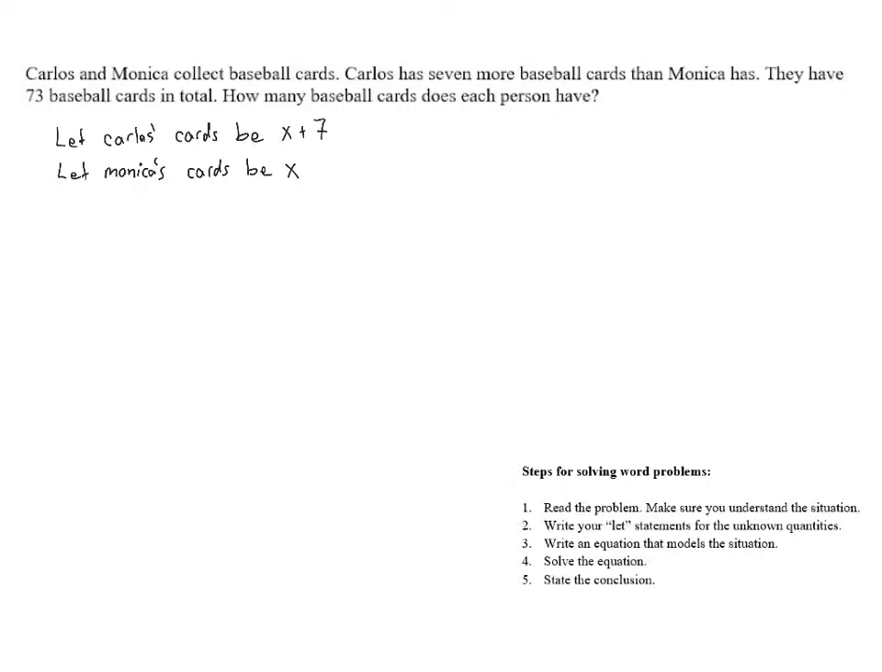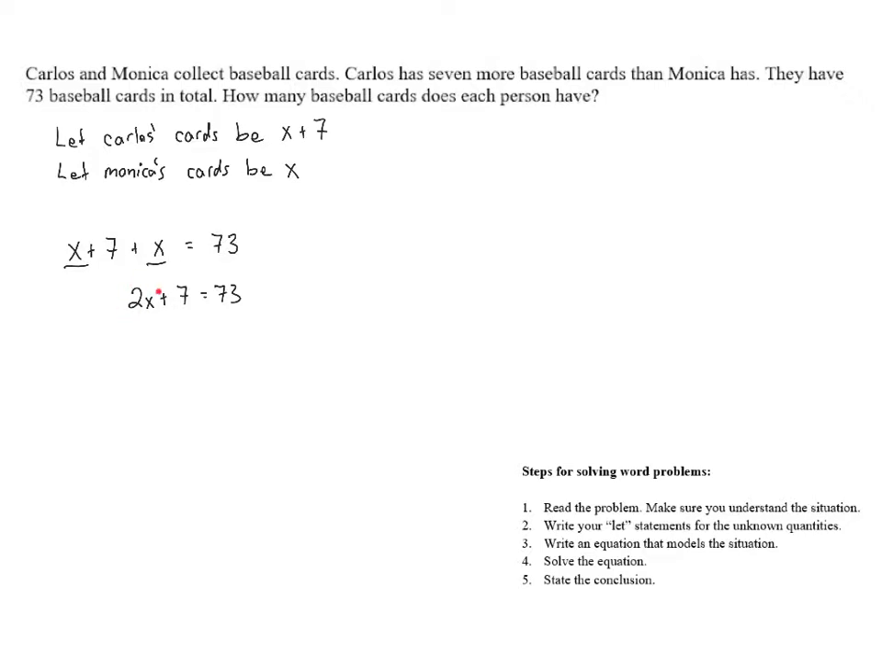All right, now that we have our let statements, we can move on to step 3, write an equation that models the situation. The piece of information we haven't used yet is that they have 73 baseball cards in total. So if we take Carlos's cards, which is X plus 7, and we add to that Monica's cards, which is X, we know the total has to be 73. Now, once we've gotten to this point, we have an equation, and we can solve the equation so that we can state the conclusion. To solve this, we need to combine the x's on the left. That gives us 2x plus 7 equals 73.